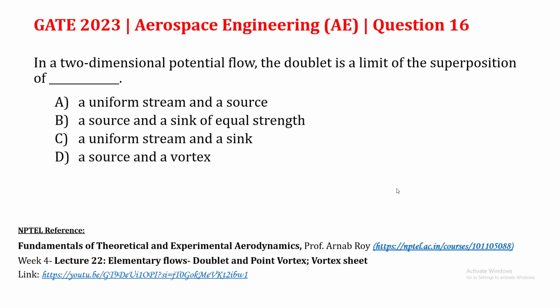So let's solve a problem from GATE 2023 Aerospace Engineering, question number 16. The question is, in a two-dimensional potential flow, the doublet is a limit of superposition of dash. We have been given four options. Option A is a uniform stream and source. Option B is a source and sink of equal length. Option C is a uniform stream and a sink. Option D is a source and a vortex.